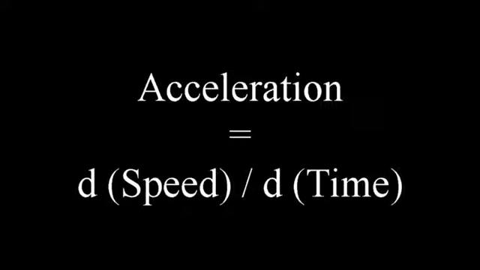Acceleration measures the change in speed, the same way that speed measures the change in distance. The acceleration of an object is the change in the speed divided by the time taken. To explore it a little bit further, let's have a look at some graphs.